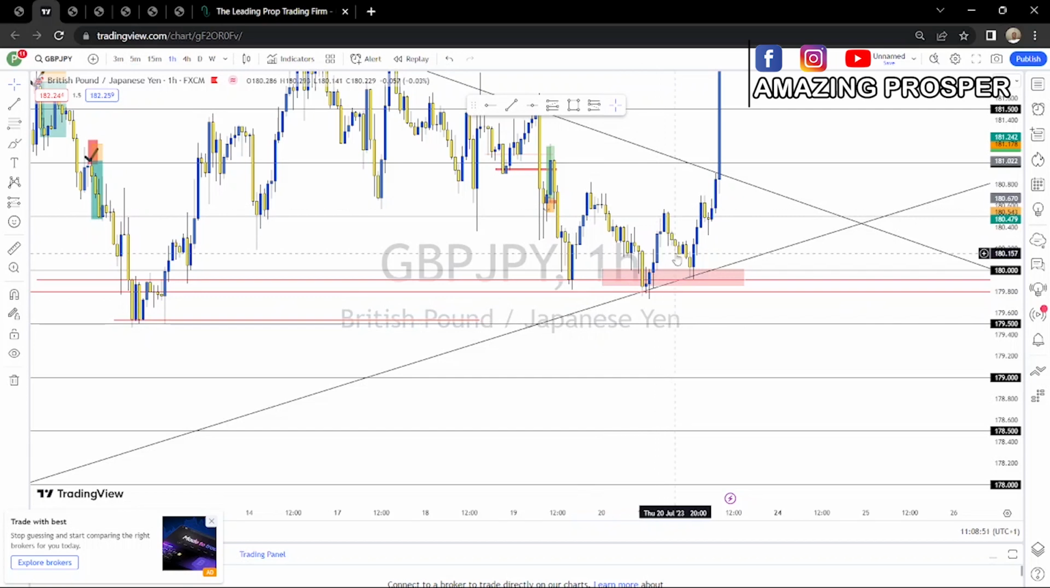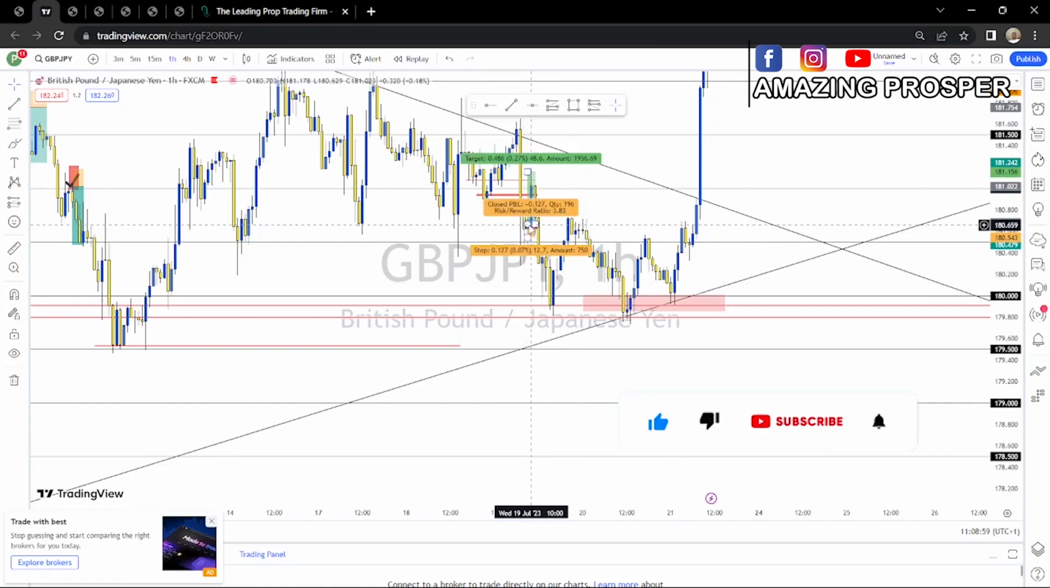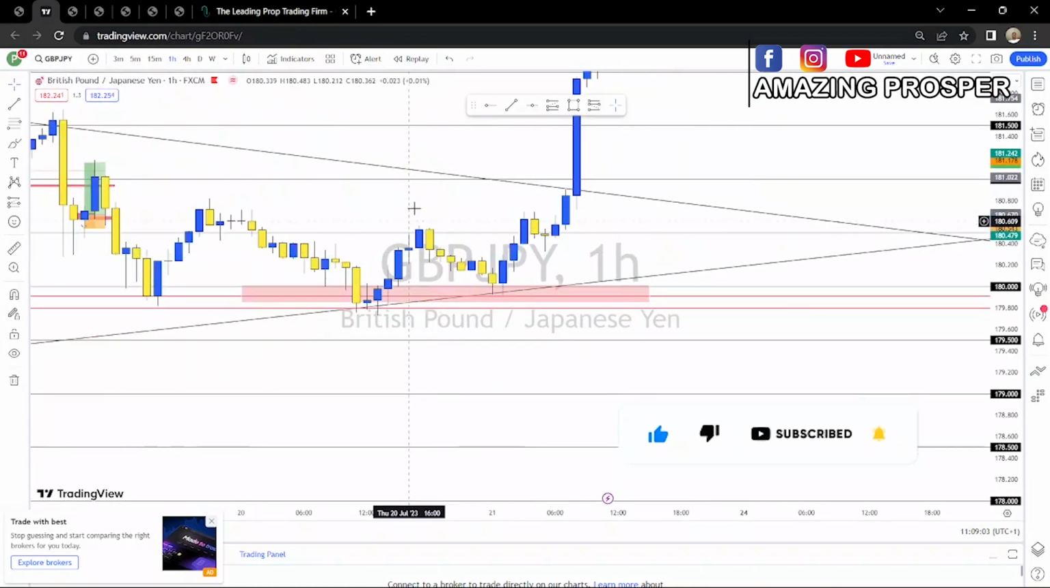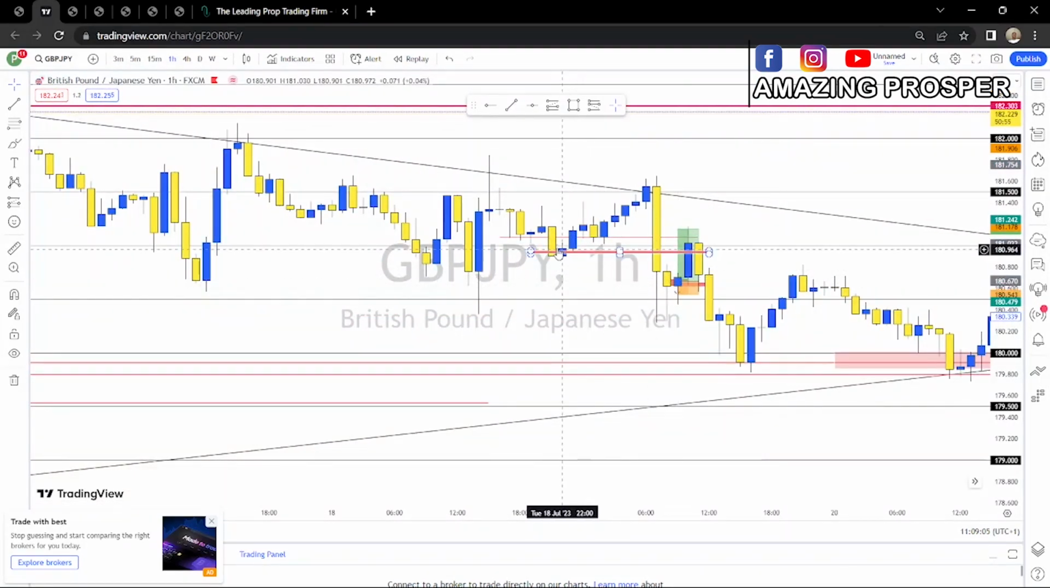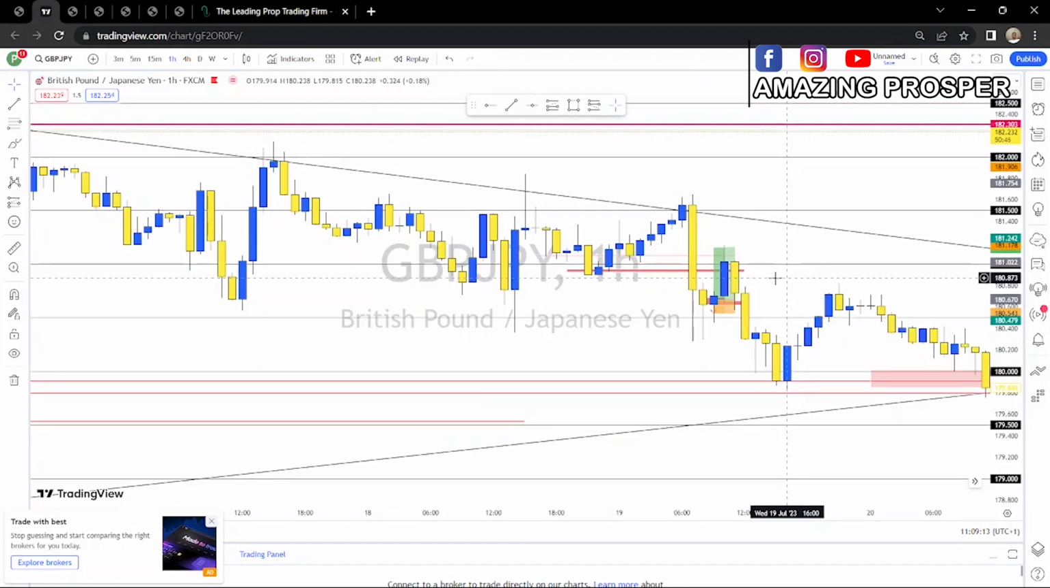If I see a break and retest of this zone, like this is a pure break and retest of here, this is a pure break and retest of this neckline. I remember here, practically I entered for a buy here and I made money. I made about 50 pips from here, I think so.